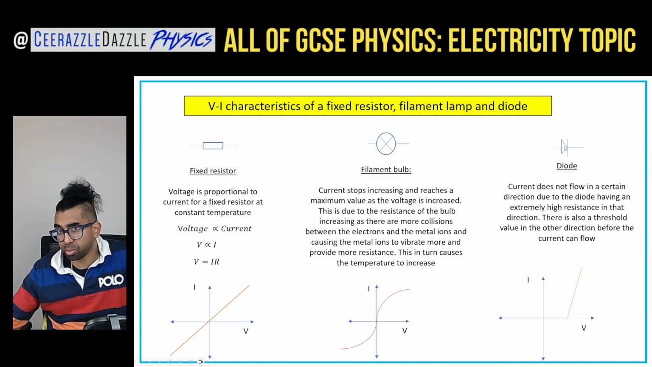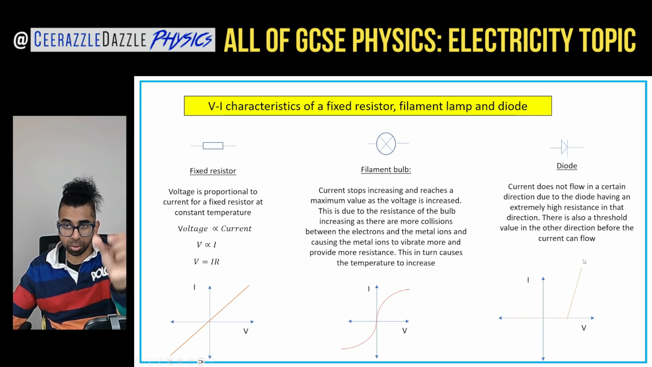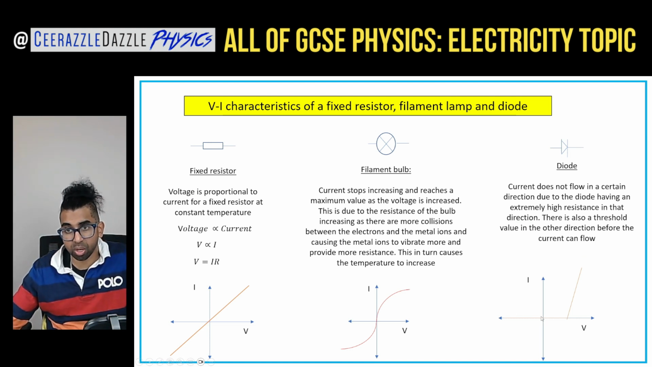And the diode is quite important because it only works if it's a certain way around in your circuit. If you put it the wrong way around in your circuit, the current will not flow through it. Over here, you can see that there's no current because it has an extremely high resistance in this direction. That's the reason why. And over here, there's a threshold voltage before the current can flow.